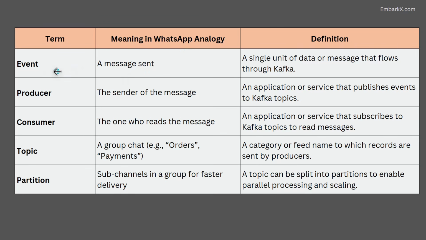Event. What is an event? In WhatsApp, an event is nothing but a message sent. Now if you talk about an event in Kafka, it is a single unit of data or a message that flows through Kafka. So that is what an event is.